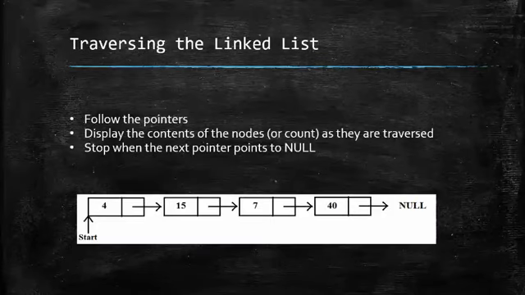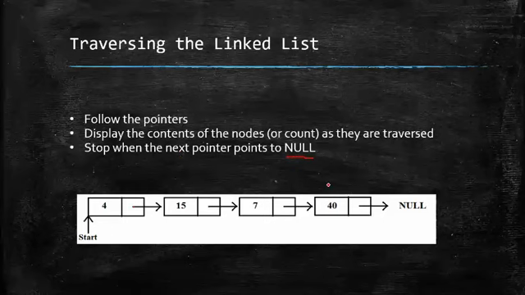So, the next step is traversing a linked list. These are the 3 steps we must follow to traverse a linked list. The first step is follow the pointers. That means pointer here represents the next of a particular element. So follow the pointers. We have to take the next pointer of a particular node to go to the next node, then display the content of the node and move to the next element, and so on. Stop when the next pointer of a particular node points to null.